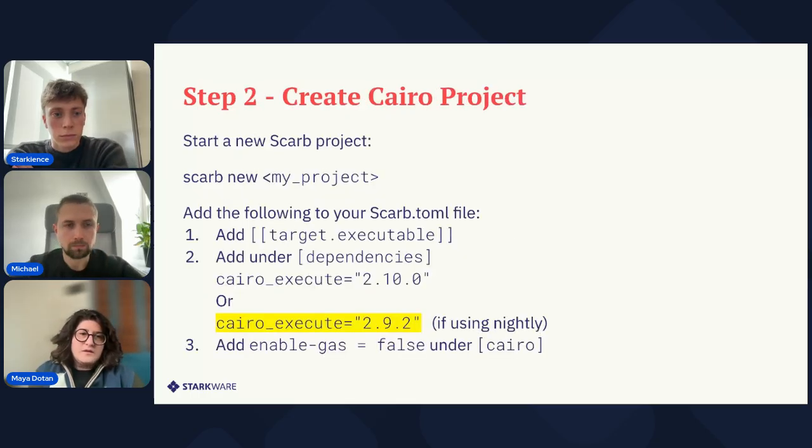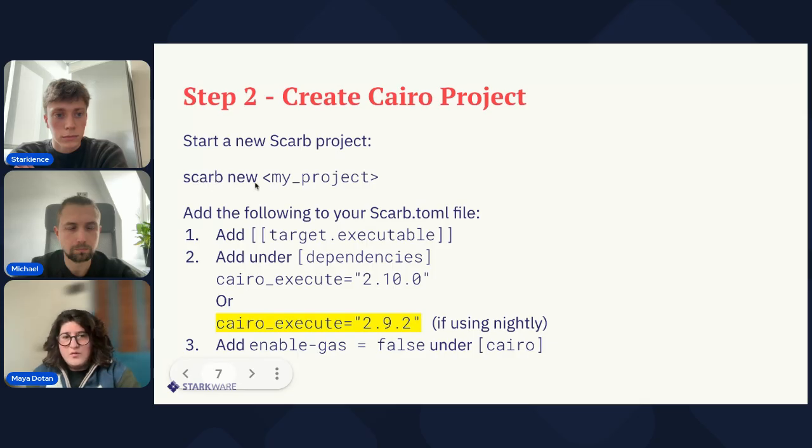So the first thing you would do is to create a new project, and you use the command scarb new and the name of your project, or package is a better name. And then you need to go to the Scarb toml file and make some changes.